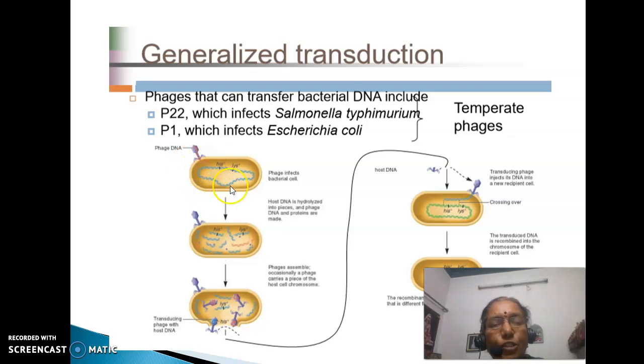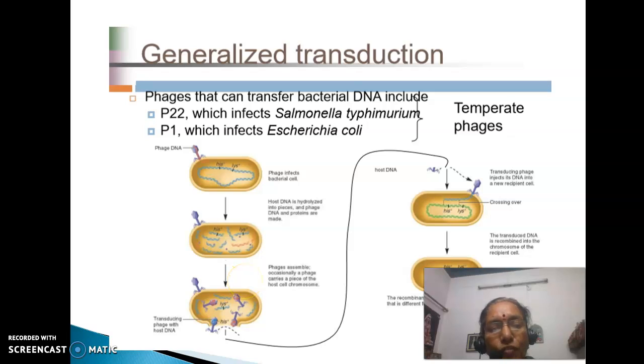First I am talking about Salmonella typhimurium. Assume this is our Salmonella typhimurium strain. Now when P22 infects, the Salmonella is assumed to have two characters, histidine and lysine markers. Histidine plus indicates it is capable of synthesizing histidine. Lysine plus indicates it is capable of synthesizing lysine. So when the phage infects the bacterial cell, as I have explained, the host DNA is hydrolyzed into small pieces, and the viral DNA replicates.